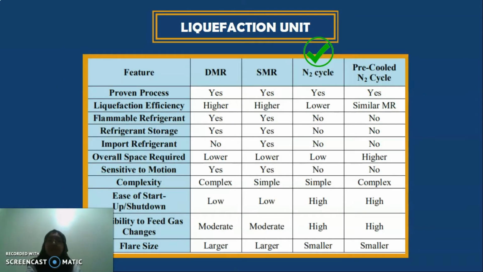The liquefaction unit in natural gas involves the condensation and cooling of natural gas, and we decided to use a refrigerant system as it has a simple process. There are various types of refrigeration systems such as these. After comprehensive comparisons, we decided to choose the nitrogen cycle, nitrogen expansion technology as it is suitable for our targeted production.